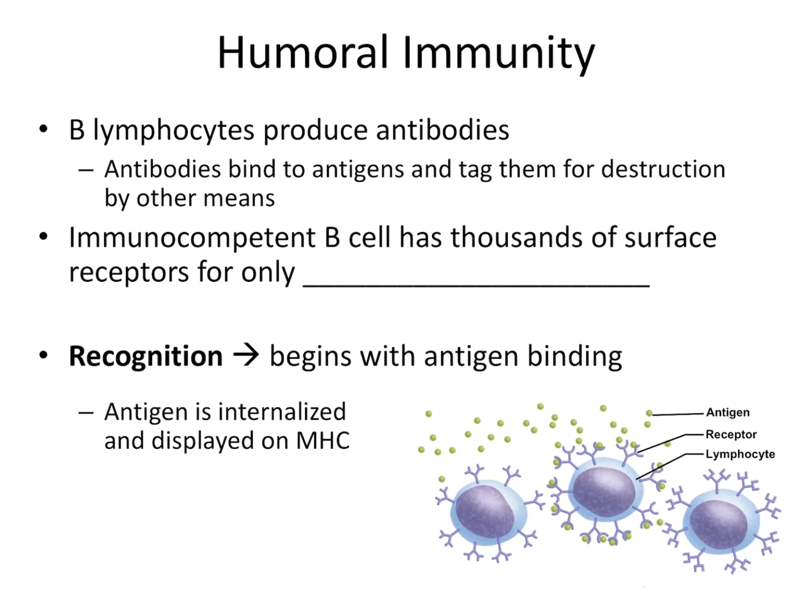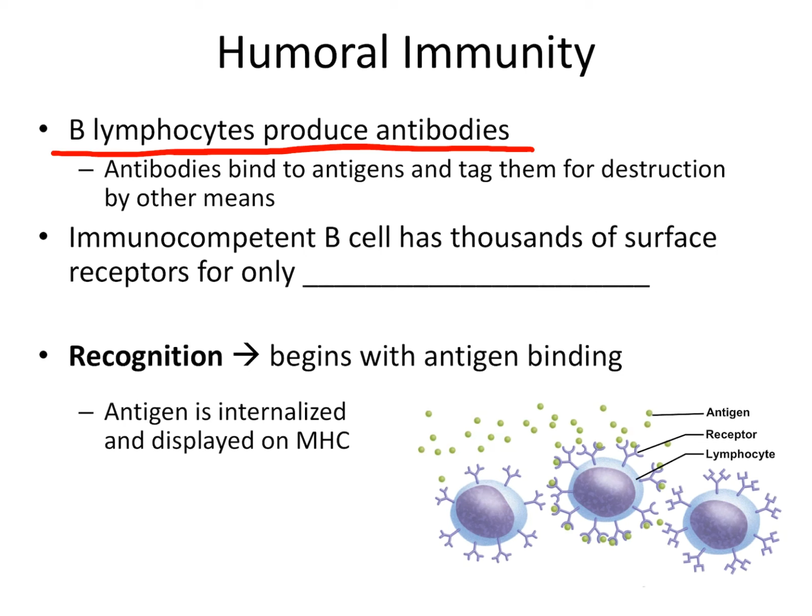Now we'll take a look at humoral immunity. As opposed to cell-mediated immunity, humoral immunity involves B lymphocytes, or B cells, rather than T cells. And unlike T cells, which can directly attack other cells and kill them, the B lymphocytes are going to produce antibodies. Now, antibodies are not going to directly destroy a pathogen or an antigen. Instead, they're going to act as a little tag, tagging this antigen for destruction by other cells of the immune system.